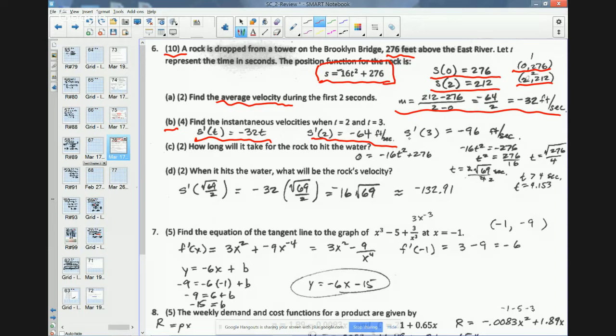And what's s prime at 3? Again, just substitute it in. -96 feet per second.